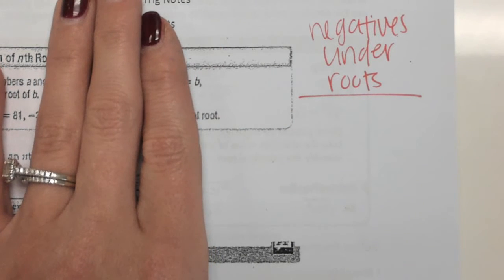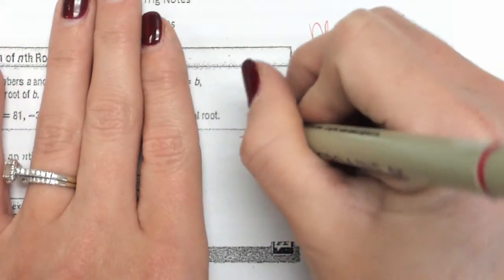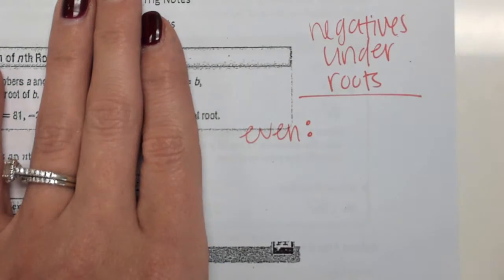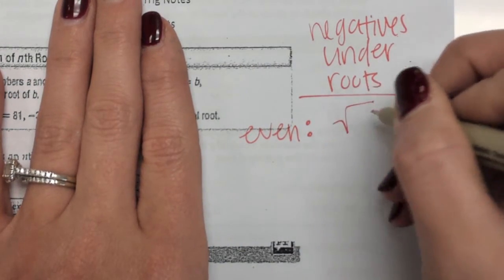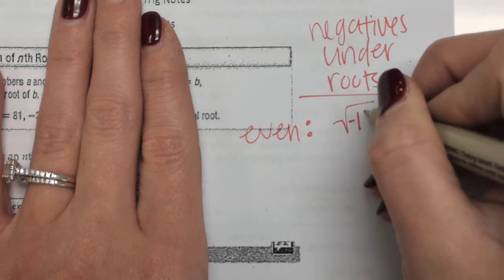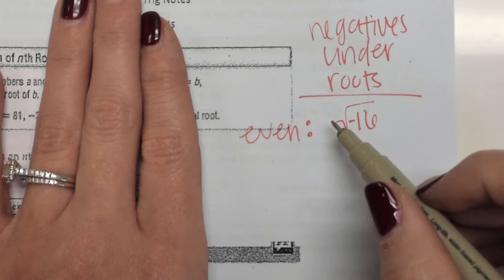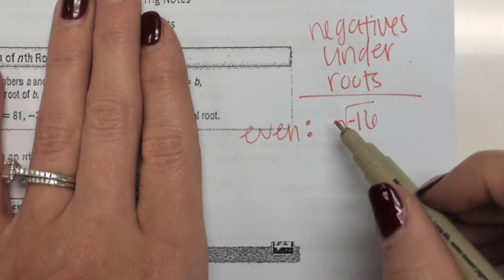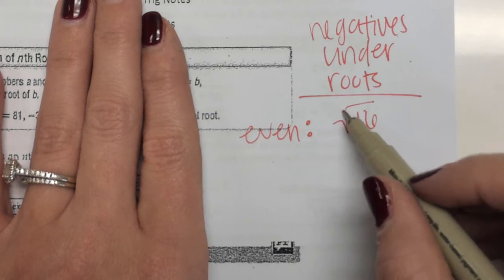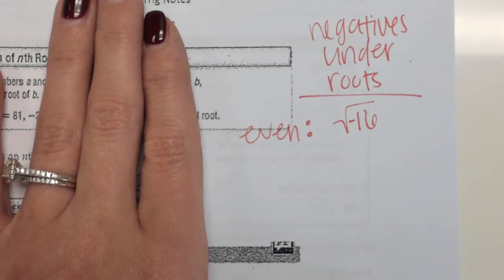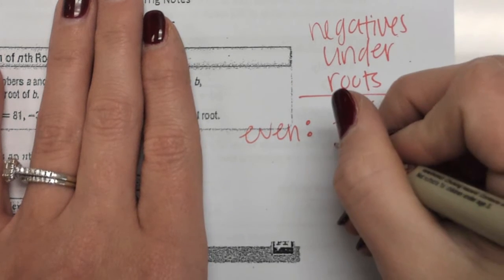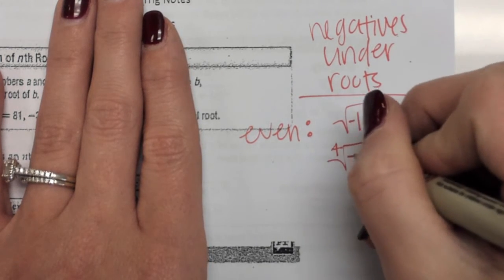Alright, for negatives under even roots, such as the square root of negative 16. Because the root right here is what, even though it's not there? Not the actual square root. What's this number right here even though it's not? Yes, 2. And let's say we have the fourth root of negative 16.